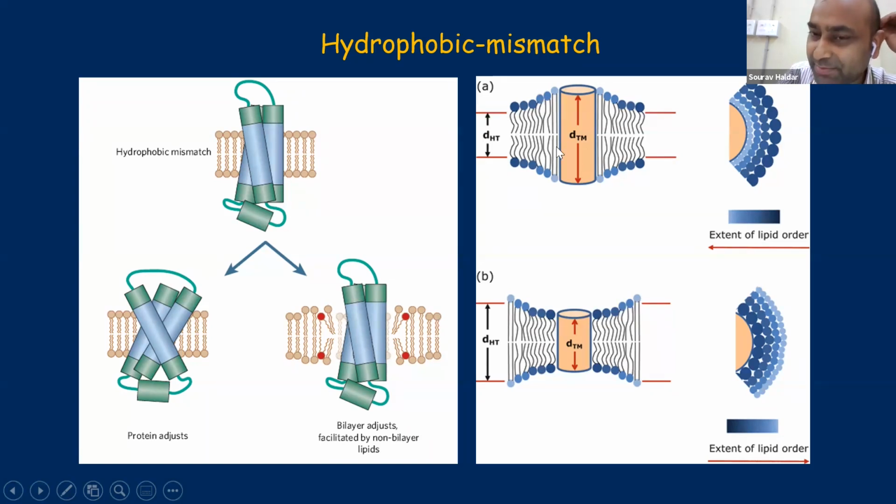Likewise, if we have the other situation, for example, the hydrophobic thickness is actually shorter than the transmembrane domain of the protein, one way to adjust that is that the protein will tilt or aggregate. Another way of adjusting that is that the lipids will undergo some kind of modification. So the lipids that are in the close vicinity will be more ordered. On the other hand, the lipids that are away from the transmembrane protein will be less ordered.